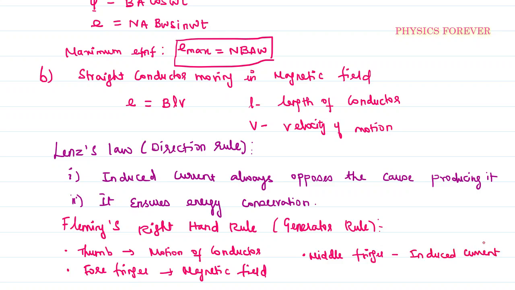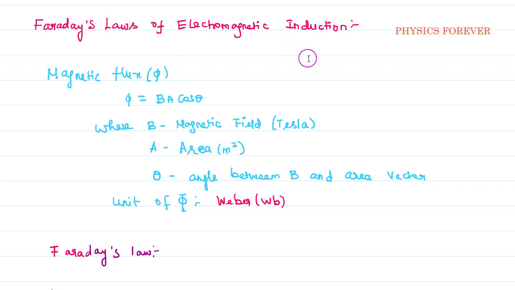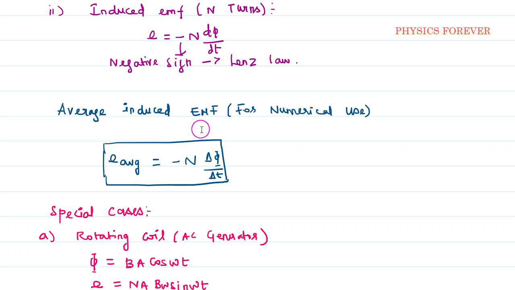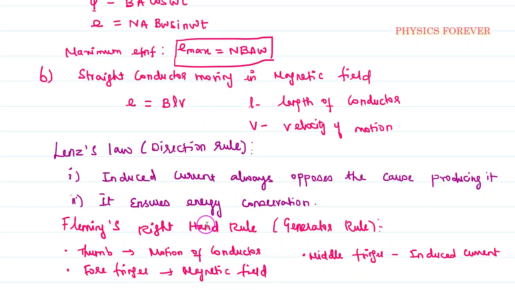Okay, so these are all the points you have to remember. Let me recall once again. Faraday law of electromagnetic induction: first magnetic flux, this is the formula. Next, induced EMF, there should be two cases, single turn and number of turns, then average induced EMF for numerical uses. Then two special cases: rotating coil, and a straight conductor moving in magnetic field. Then there are two rules: direction rule, which is Lenz law, and generator rule, which is Fleming right hand rule. Okay, that is Faraday law of electromagnetic induction.